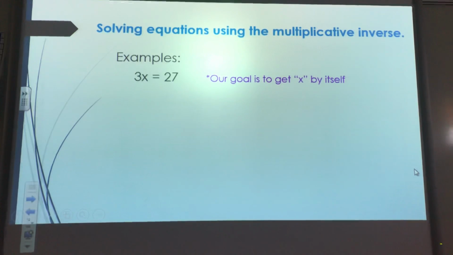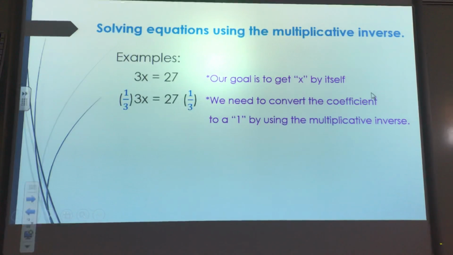So right now what we need to do is identify what is happening to our x. We see there's a 3 in front, which means there are 3 x's. But that also means the operation that is happening to the x is multiplication. In other words, the 3 is being multiplied by the x. So in order to get x by itself, we need to multiply the 3x by its multiplicative inverse, which would be 1 over 3. We do this so that we can convert the coefficient of 3 to a 1.